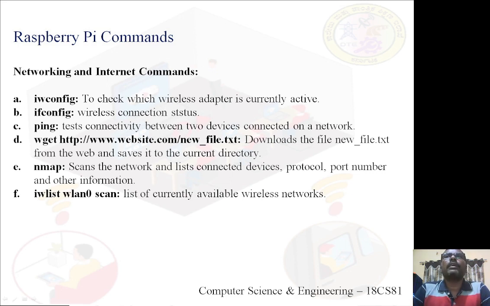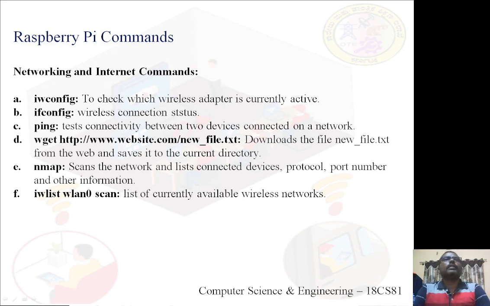wget is a command to download some file from the web. In this case I specified one website URL as an argument to the wget command. In that URL, there is a file new_file.txt, and that file will be downloaded.